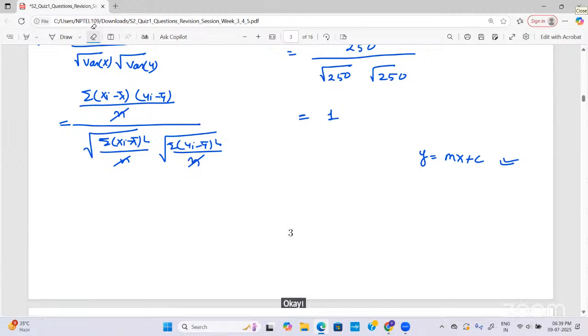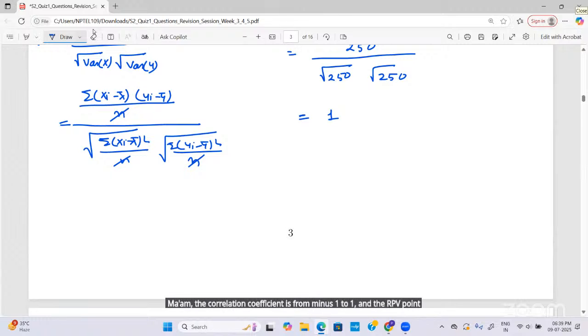Excuse me, ma'am. Yes. Ma'am, the correlation coefficient is from -1 to 1, and the point biserial coefficient is also from -1 to 1, or another range? Point biserial is 0 to 1, we take absolute values. No, I mean RPB I'm talking about. But there we take negative values as well. Yes, ma'am.